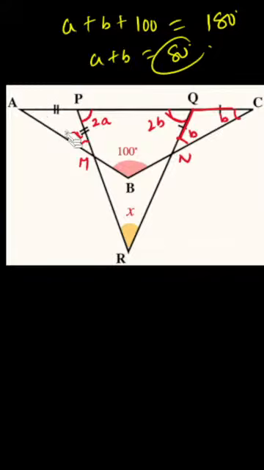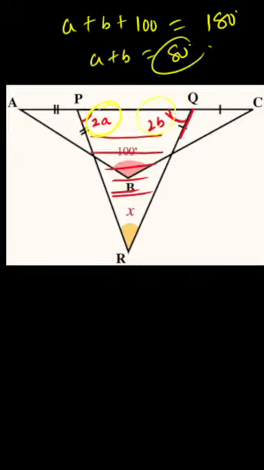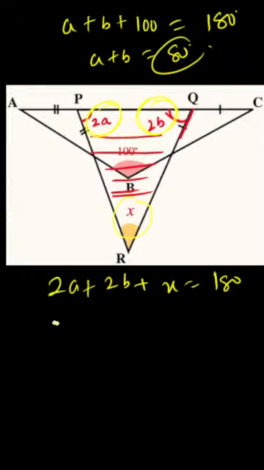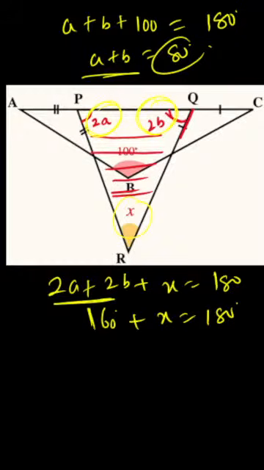Now let's erase everything we had solved. Let's look at this triangle only, triangle PQR. In this triangle we have the angles 2A, 2B and X. So 2A plus 2B plus X is equal to 180. We already have A plus B as 80. Taking 2 common, 2 into A plus B gives me 160. So 160 plus X is equal to 180. So my X is going to be 20 degrees.